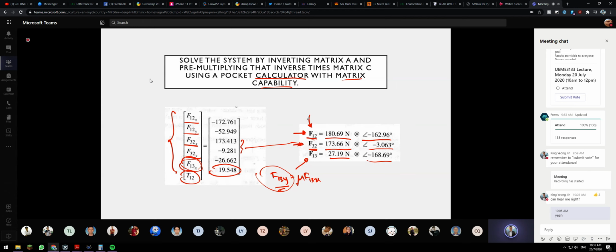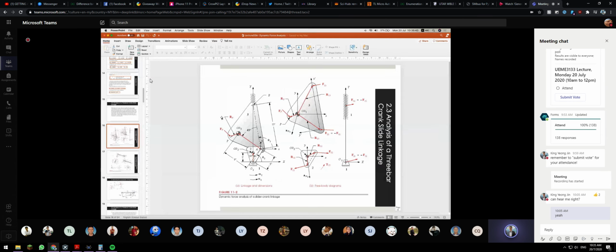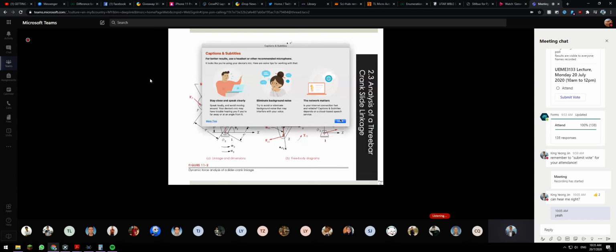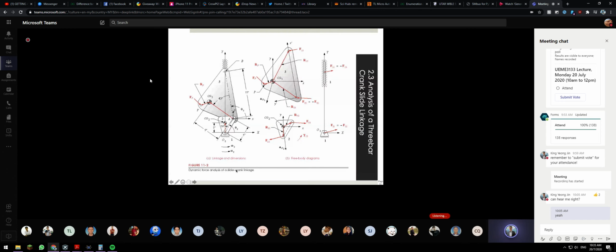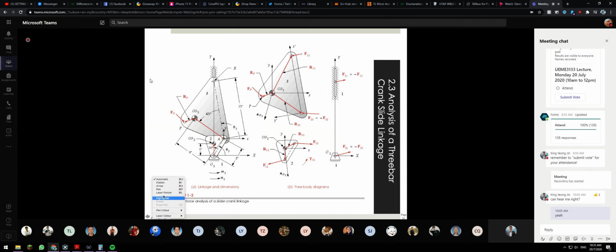So actually, F12 is the pin force that you experience in the problem in the linkage. So we can look at the linkage we have. Okay, so this is the linkage. Right, so the F12 is the force at this point.